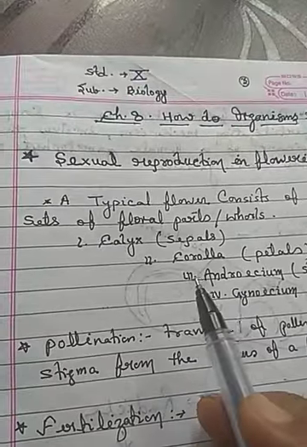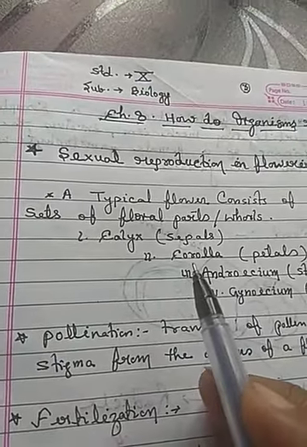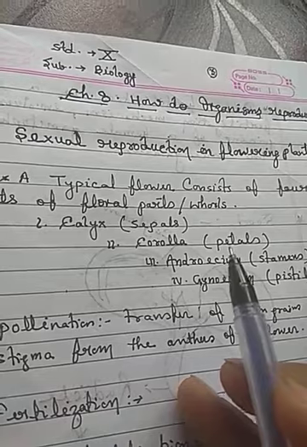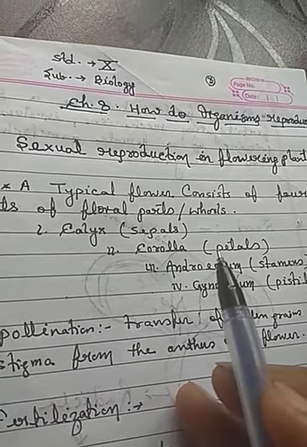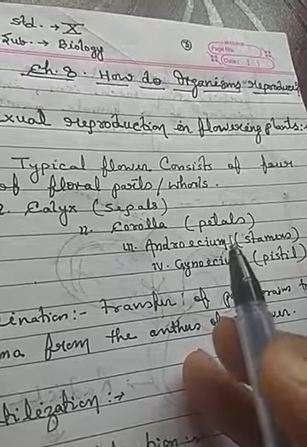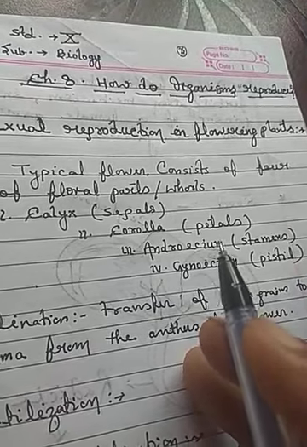The second part, or second whorl, is called the corolla. This is the colored part of the flower, and many petals added in this whorl form the corolla. They also provide various colors to the flowers, which help attract different types of insects for reproduction.